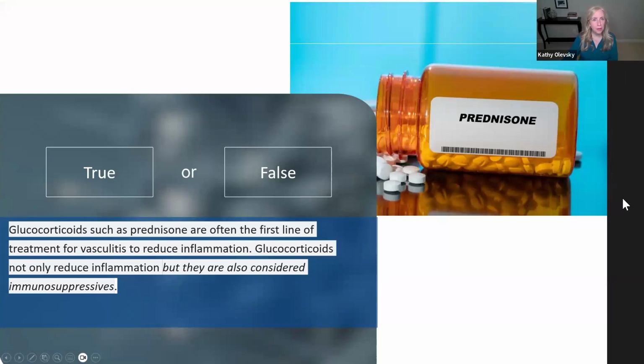Glucocorticoids such as prednisone are often the first line of treatment for vasculitis to reduce inflammation. Glucocorticoids not only reduce inflammation, but they are also considered immunosuppressives. So, is that a true or false statement? And it is true. I do think that some patients realize that prednisone is also considered an immunosuppressant, but I always thought maybe it was just given to reduce inflammation. It does have a dual role, doesn't it?